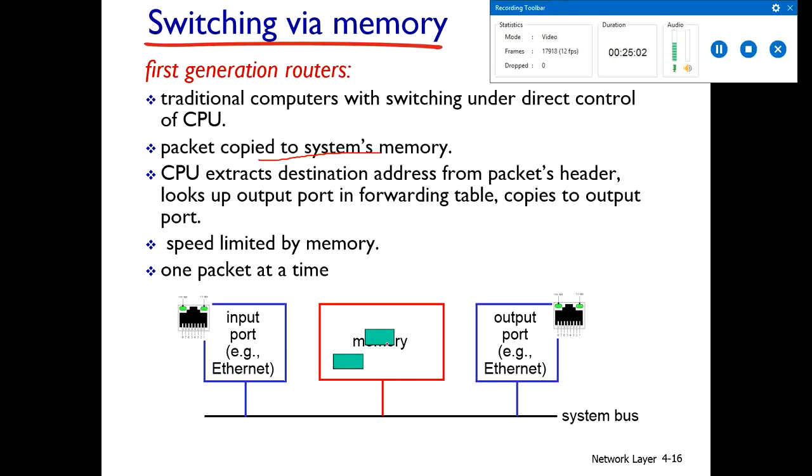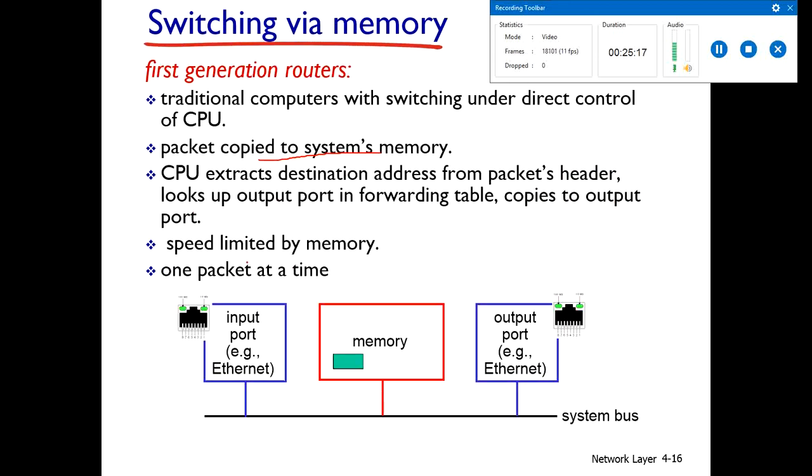Now the CPU will extract the destination address from the packet's header. It will look for the output port and then it will copy it to the output port. If you see over here, like this.